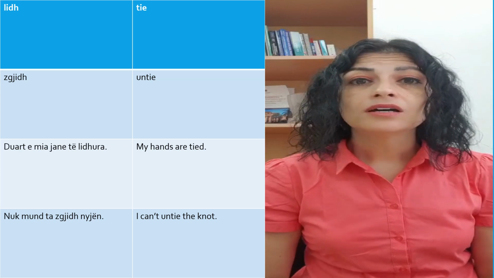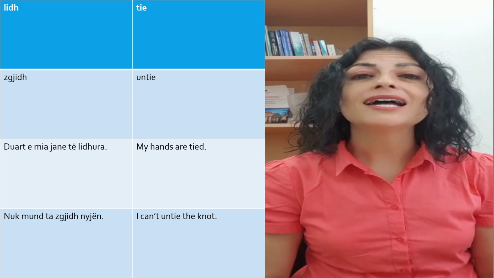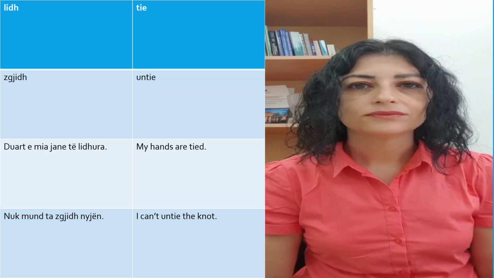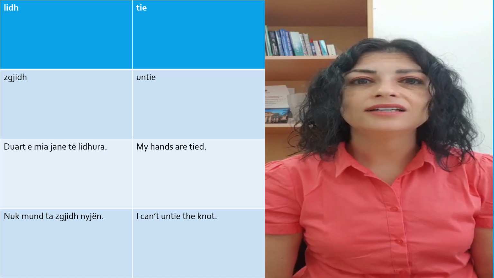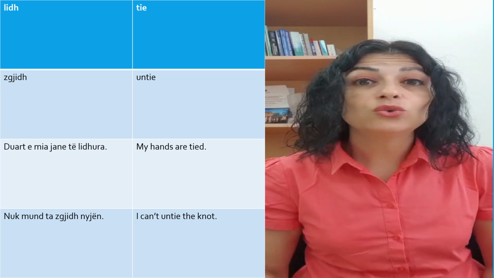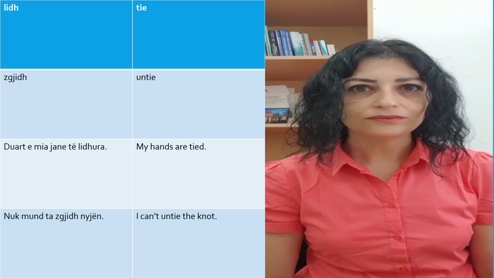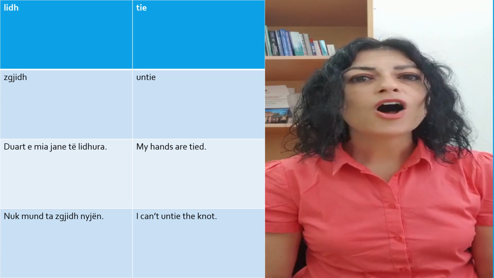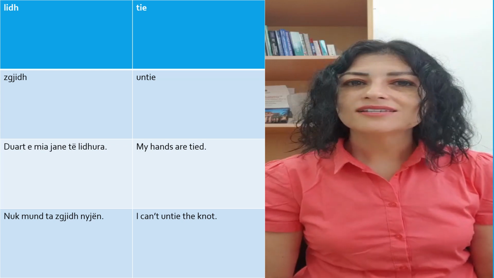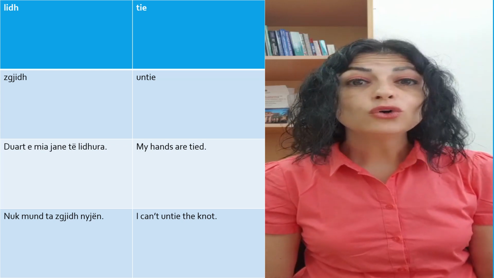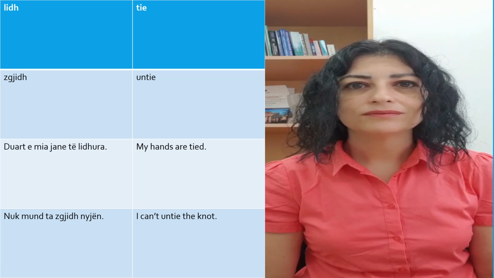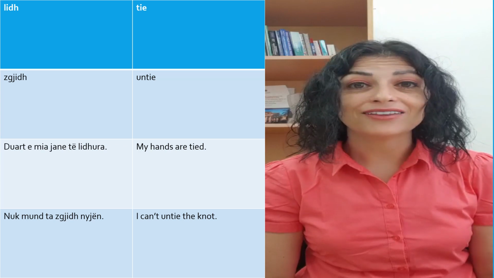And there's the same meaning also in English. My hands are tied. Duart e mia janë të lidhura. That means I cannot do anything about it. My hands are tied. And with the opposite verb, nuk mund ta zgjidh nyjen. Nuk mund ta zgjidh nyjen. I can't untie the knot.